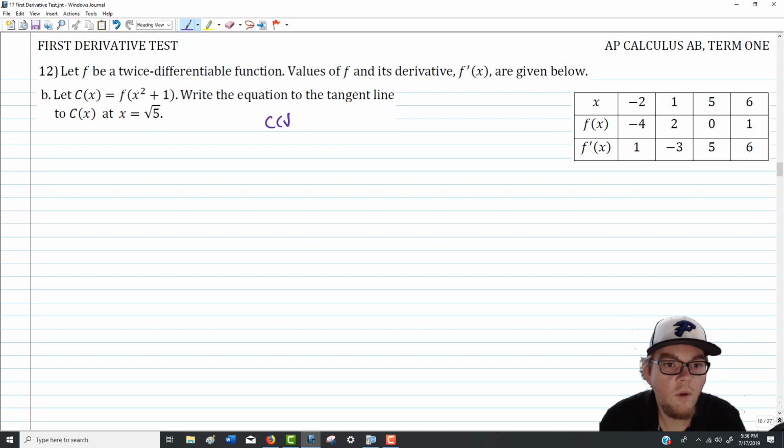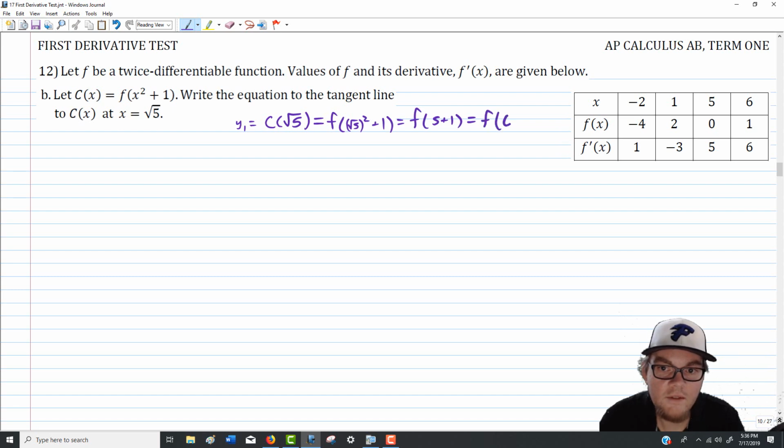First, we do need to figure out what is c of root 5. That's going to be the actual y1 value for our tangent line. And in looking up there, that's going to be f of the square root of 5 squared plus 1, which is f of 5 plus 1, which is f of 6. And reading our table, f of 6 is 1. So basically, we've got our y value automatically. We're covered. We also know, of course, our x value is root 5. That leaves us, of course, with our derivative step.